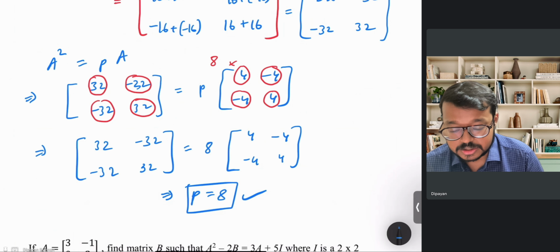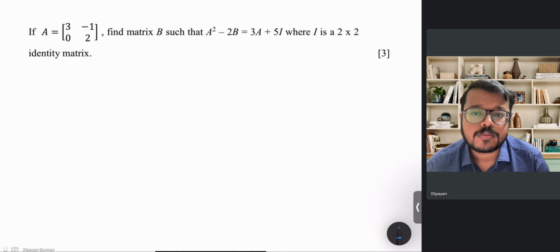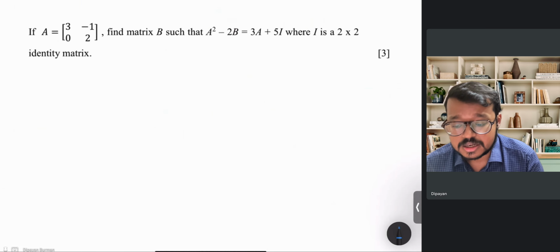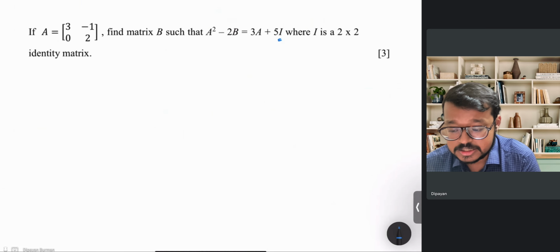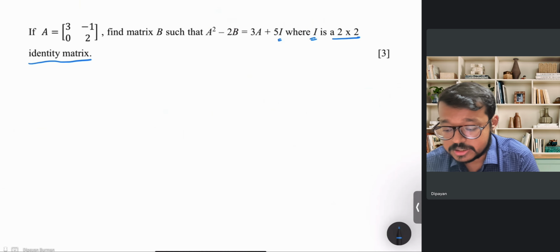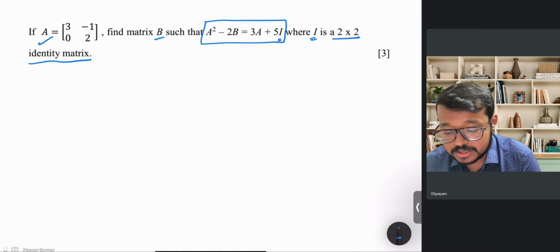Now in the next question, again it's based on finding the square of a matrix and some other operations also. And here I is the identity matrix of order 2 by 2, and matrix A is given as a 2 by 2 matrix. We have to find matrix B such that this is true. So let's find what is A square.